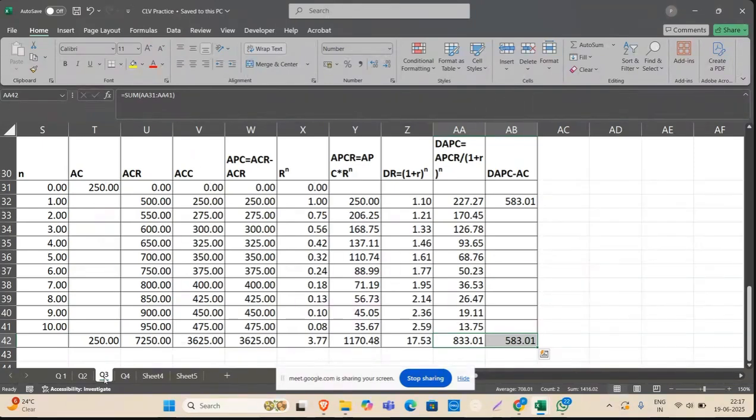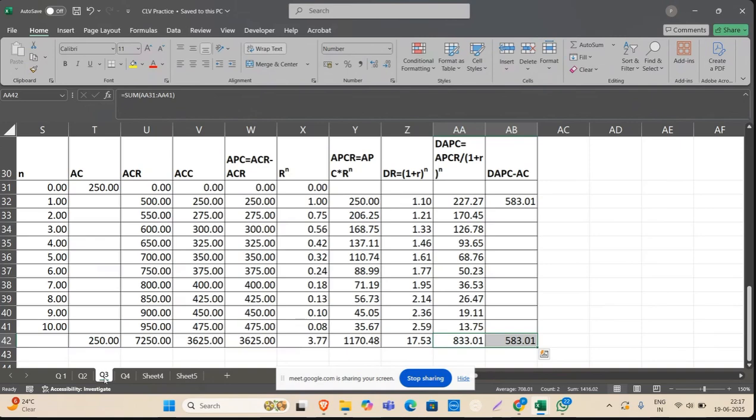And then calculate ACC. They said ACC is 50% of the revenue. So 500 is 50%, 550 is 50%, 600 is 50%. Like that you calculate ACC: 50% of ACR gives you ACC. And then you calculate APC: ACR minus ACC, you will get the APC.